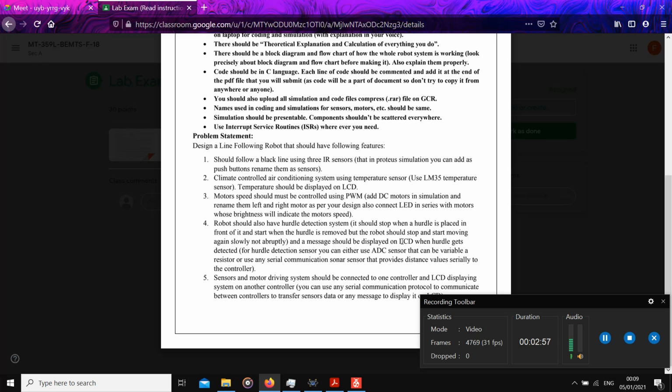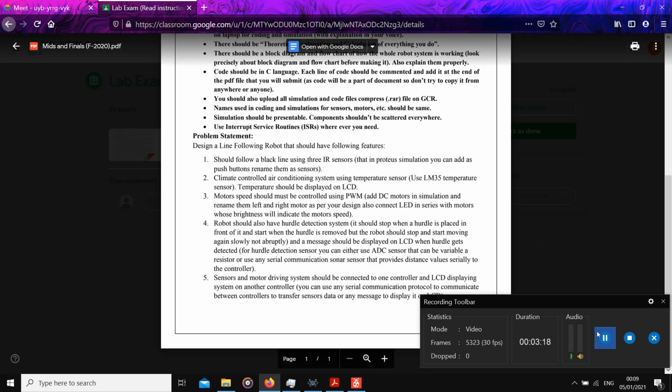And according to your coding, it will stop at a specific distance. For example, if you have an obstacle that is 5 meters away from you, you can set a condition that if the obstacle comes within the range of 5 meters, the robot should stop right there.